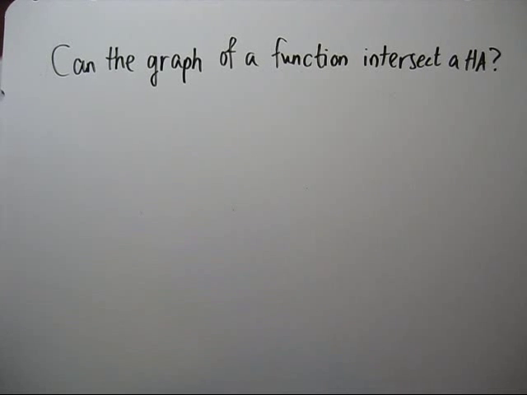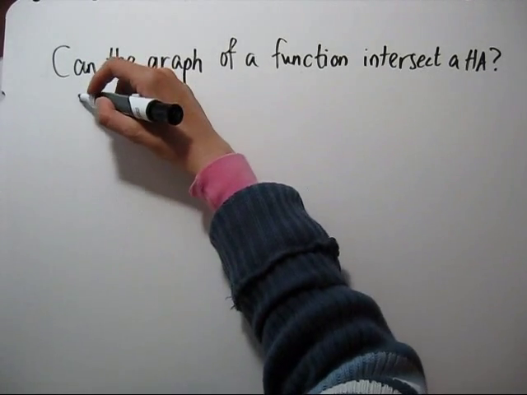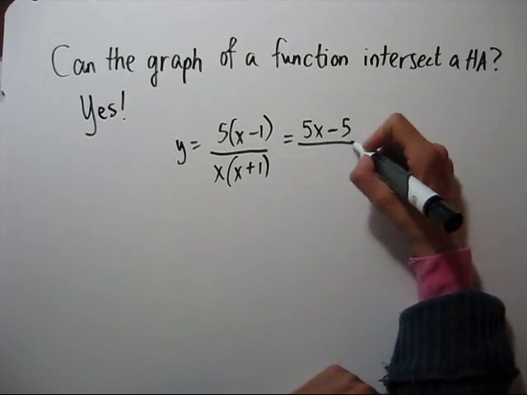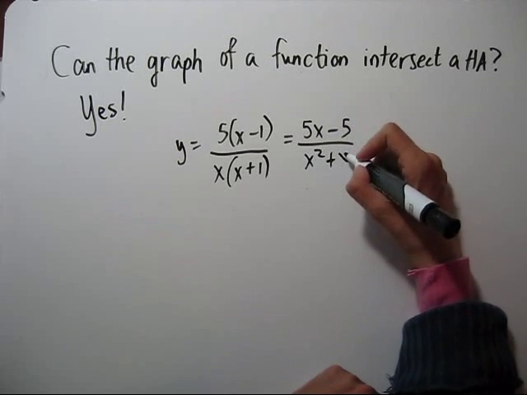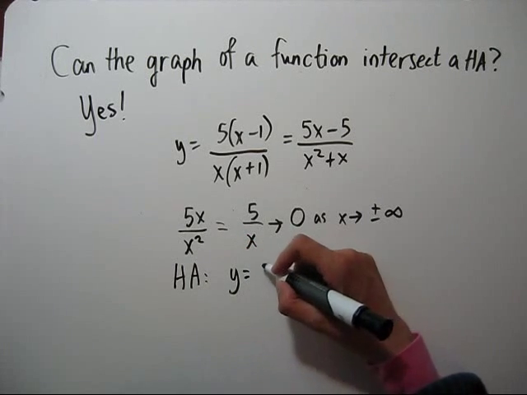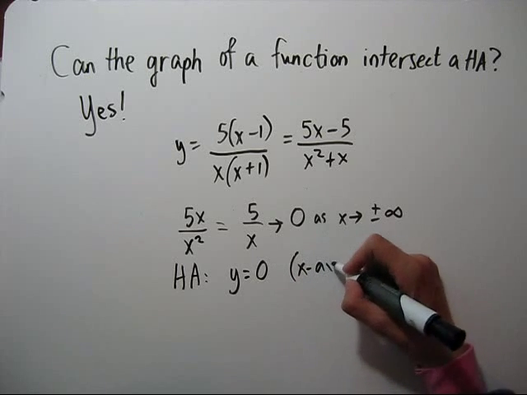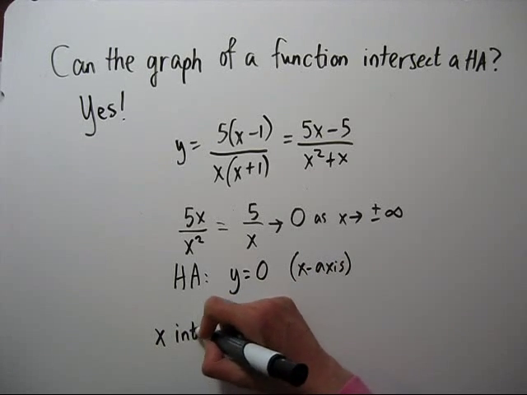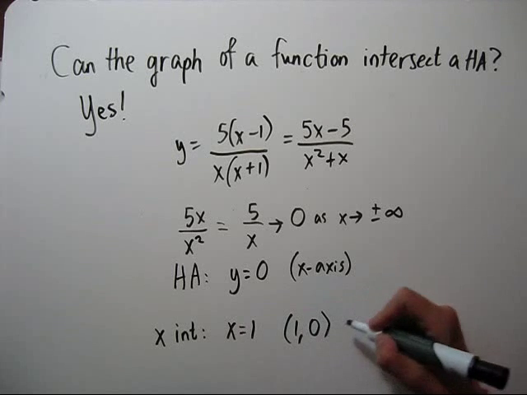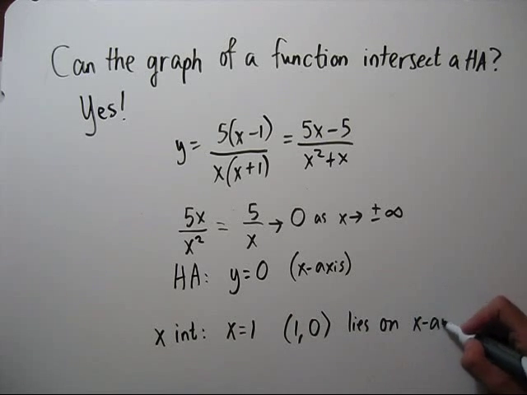Well, let's think about how we find horizontal asymptotes. It's in end behavior. It has nothing to do with intermediate behavior. So yes, it can cross. If we distribute things through, we're going to get 5x minus 5 over x squared plus x. So our horizontal asymptote is y equals 0, which is our x-axis. We have an x-intercept at x equals 1. So our ordered pair is 1, 0, which lies on the x-axis. So it did cross it.